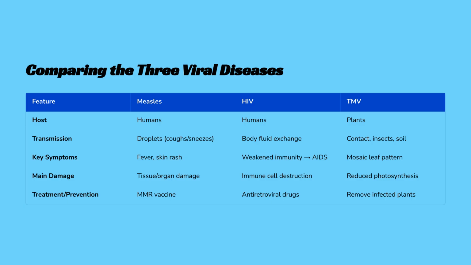To wrap up, review this comparison table. It highlights the differences between measles, HIV, and TMV, covering their hosts, modes of transmission, key symptoms, and management strategies. Use this as a final revision tool to keep these 3 viral diseases straight.